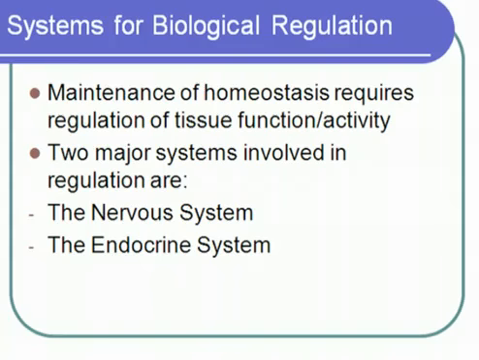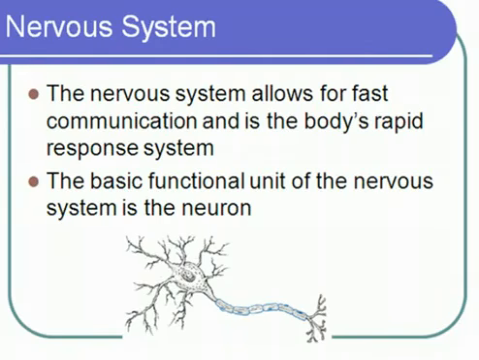Maintenance of homeostasis requires tight regulation of tissue function and activity. And two major systems that are involved in regulation are the nervous system and the endocrine system. And of course the nervous system will be our focus for this lecture series. The nervous system allows for fast communication and is the body's rapid response system.